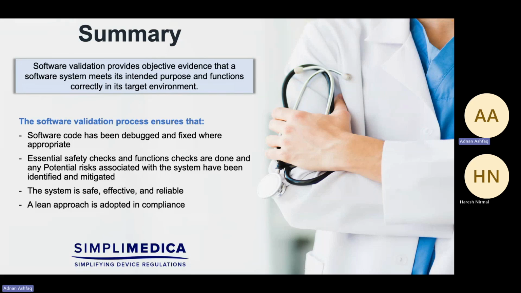So final points, just to wrap up. In summary, software validation provides objective evidence that a software meets its intended purpose and functions correctly in its target environment. The software validation process then ensures that software code has been debugged and fixed where appropriate. Essential safety checks and functional checks are done, and any potential risks associated with the system have been identified and mitigated. The system is then safe, effective, and reliable, and then a lean approach is adopted in compliance.